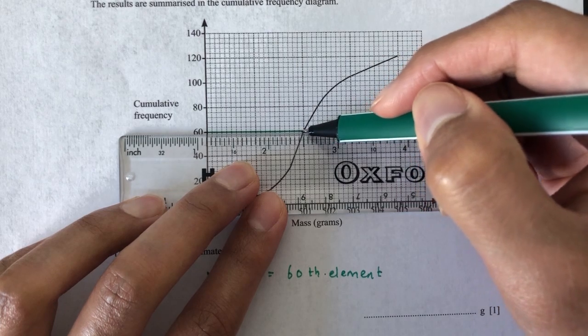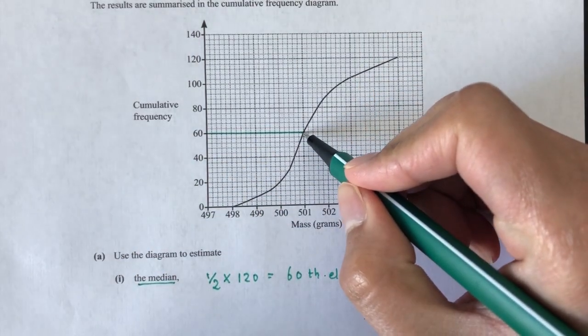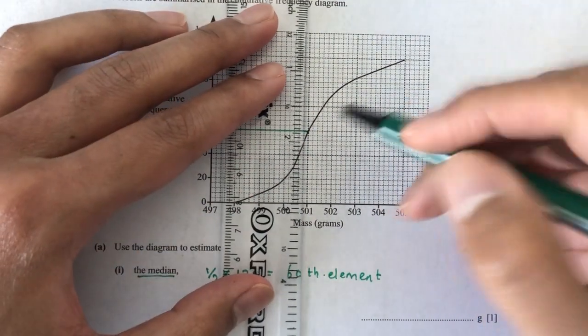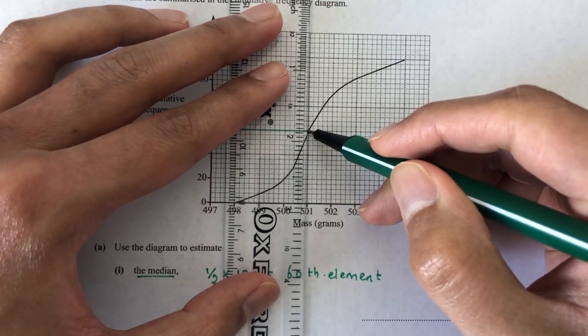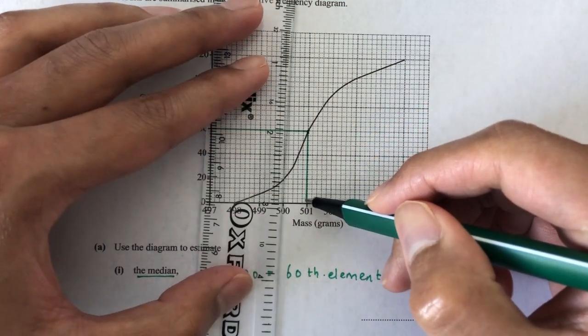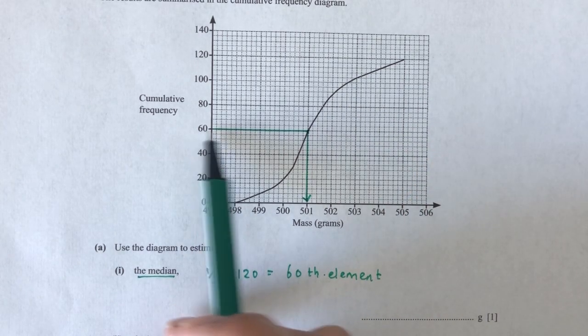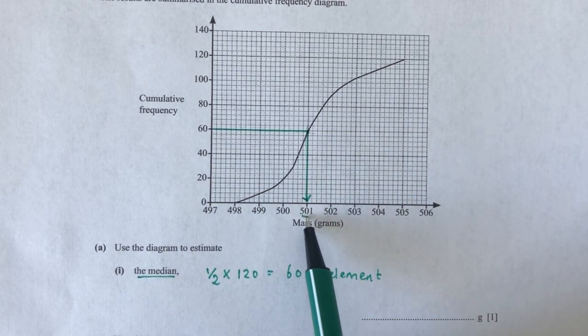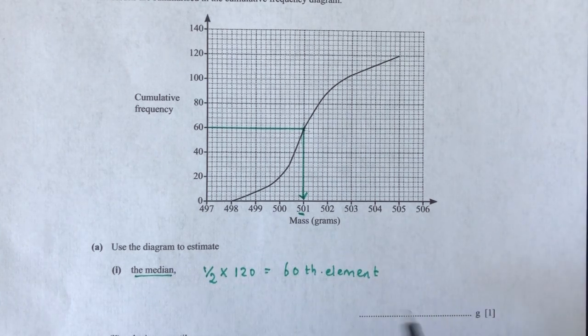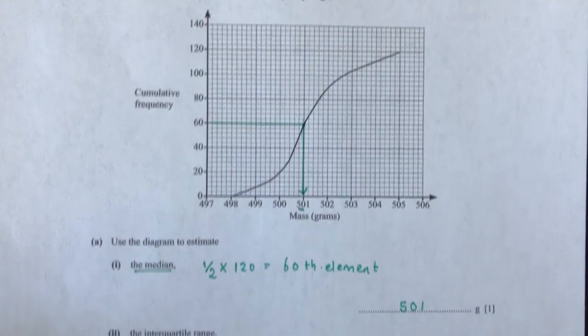Okay, we cut the graph at this point. And then we have to draw a vertical line to find the value of the mass. So we can see at the element 60, the value of the mass is 501, which means the median is 501 gram. That's the first part.